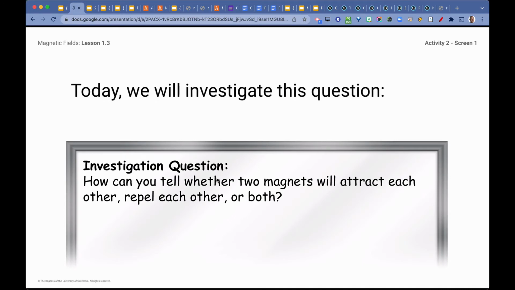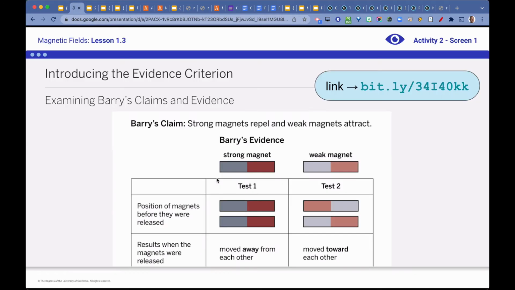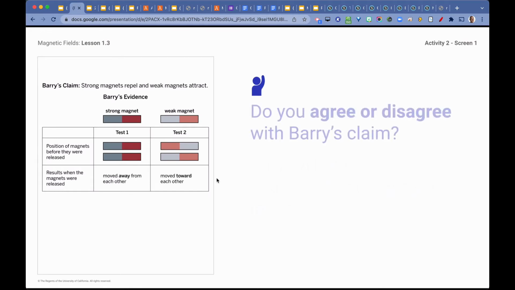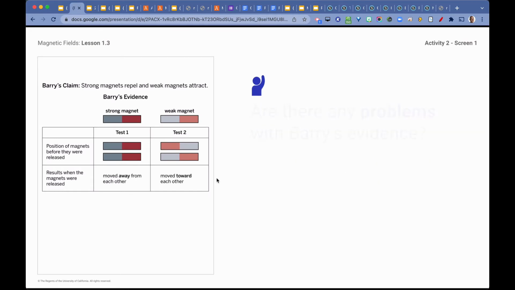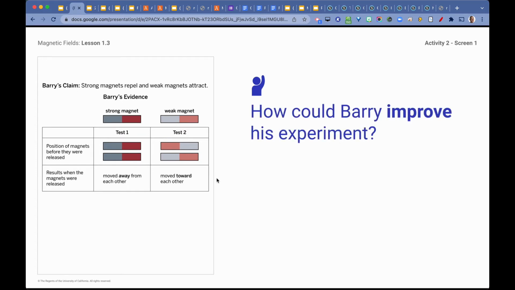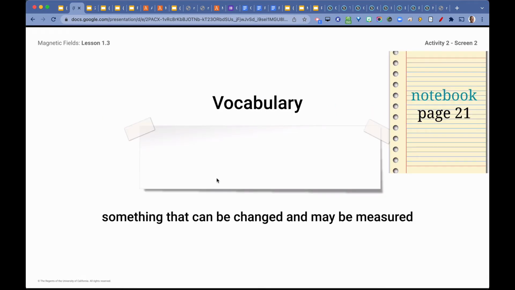Alright, so how can you tell whether 2 magnets will attract each other, repel each other, or both? So we discussed if students agreed or disagreed with Barry's claim based on the evidence he collected. And we looked at, hey, there's some problems with the way he collected the evidence, and so there's definitely a way to improve the experiment. So we learned about variable, something that can be changed and maybe measured.